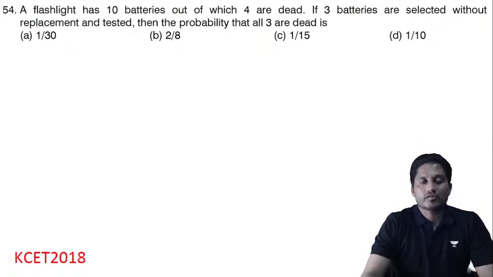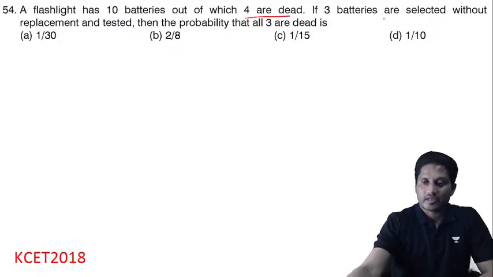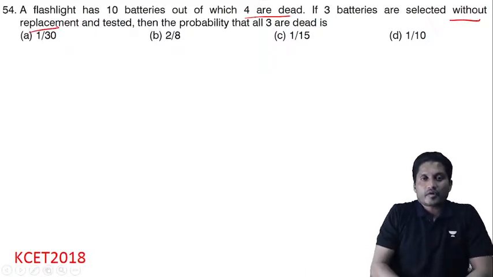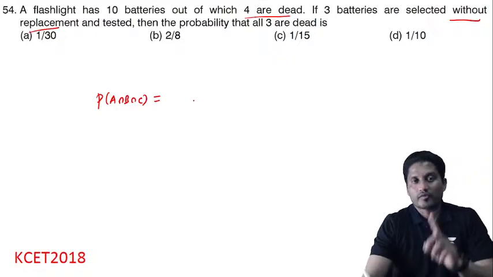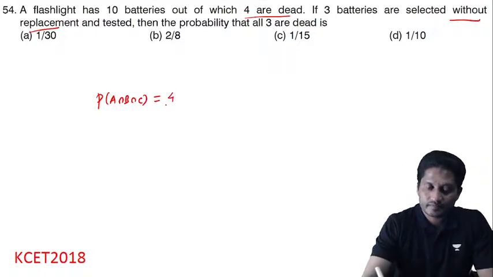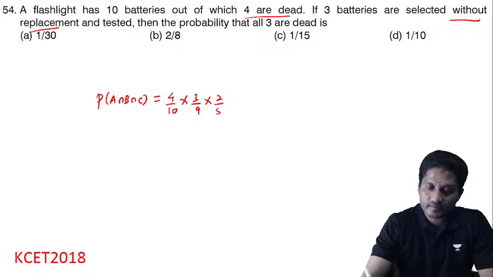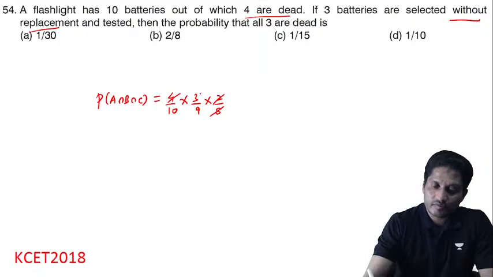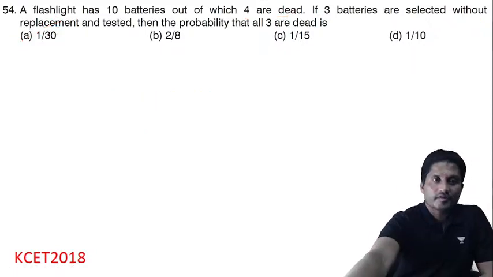A flashlight has 10 batteries, out of which, sorry, 4 are dead. 3 batteries are selected without replacement. Again, you cannot use Bernoulli's theorem. And tested, the probability that all 3 are dead. Right. There is event of drawing first dead battery, then second dead battery, third dead battery. Probability of drawing first dead battery is 4 by 10. Second dead battery is 3 by 9. Third dead battery is 2 by 8. 4 into 2 is 8, right? Cancel 3 times. We'll get 1 by 30. Okay, answer is option A. Let's move to the next question.